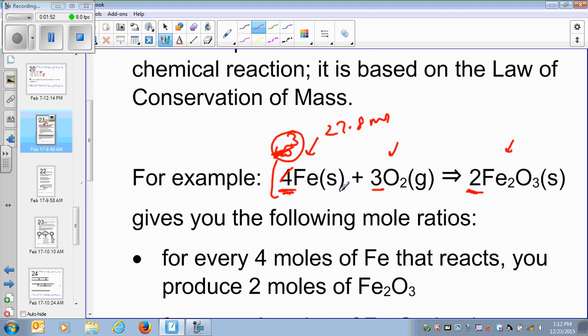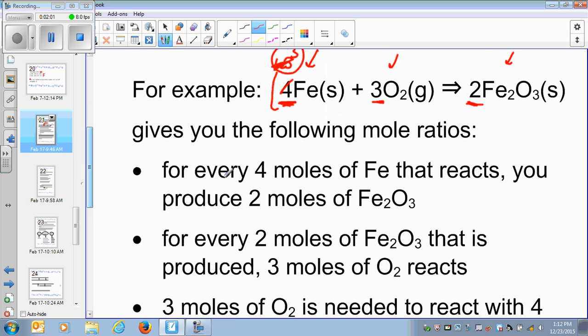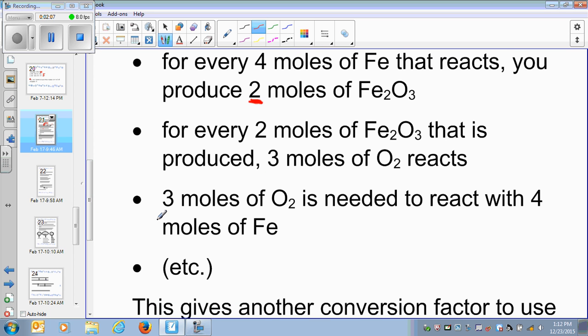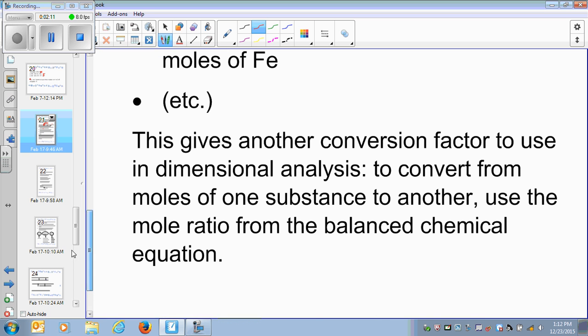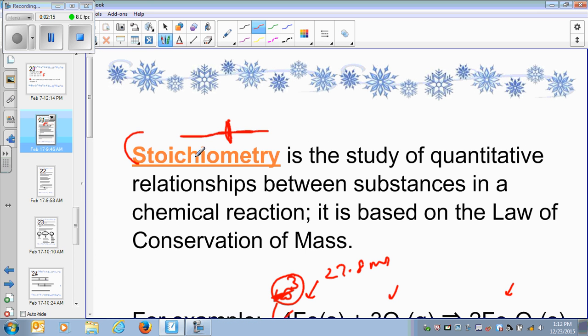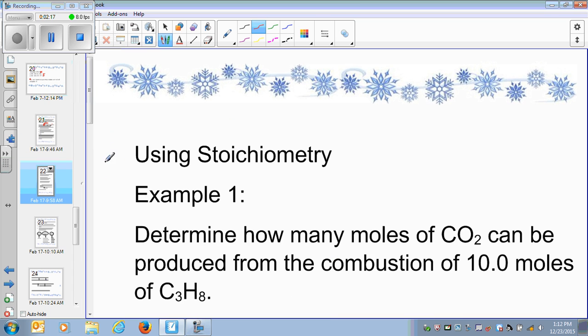If you understand what a chemical reaction is, and that the coefficients represent moles and these are the molar ratios, then for every 4 moles of iron, you're getting 2 moles of this, and 2 moles of iron is using 3 moles of oxygen. It just depends how you're reading it. That's all stoichiometry is about, and it just gives you another conversion factor.